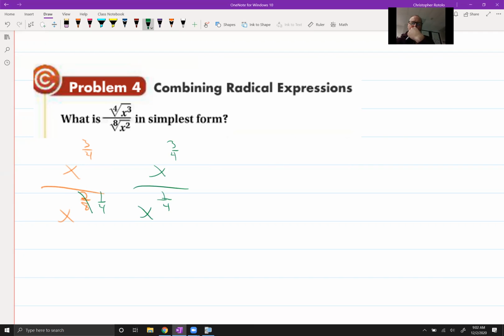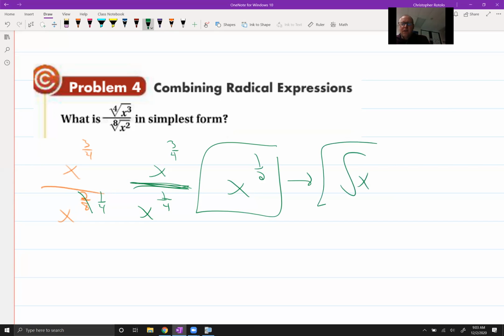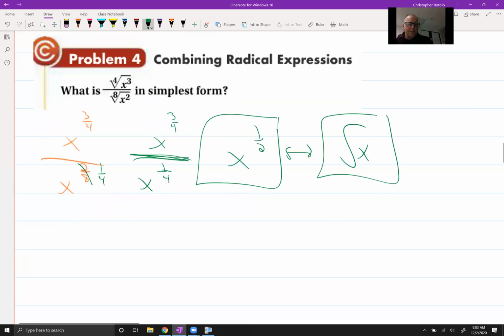Wait a minute, isn't there a rule when I divide with the same base? Oh yeah, I'm supposed to subtract. So 3/4 minus 1/4 is 2/4 or 1/2. So I have x to the 1/2. So this would be simplest form. How else could you see this answer? The square root of x. Okay, so these are interchangeable. I would take either one. Okay, but obviously just getting x to the 1/2 is fine.